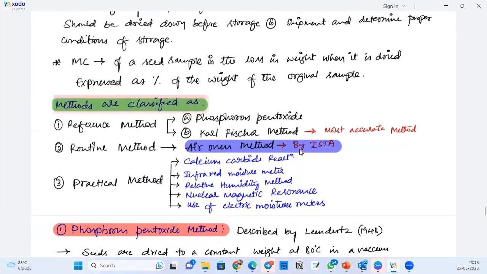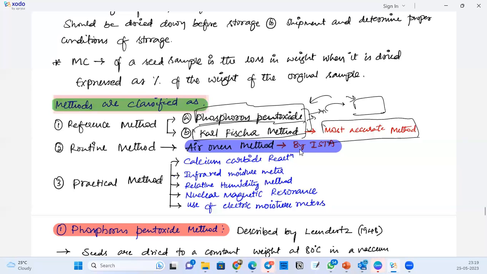So there are again certain classifications, where there are reference methods used to establish or develop new methods. These two different methods are used as a reference. The new method to be developed will be assessed by comparing its results with the results of these two reference methods, phosphorus pentoxide and Karl-Fischer. Both are most accurate; somewhere it is given that one is more accurate and somewhere the other. Just consider that both are most accurate, which is why they are used as reference methods.